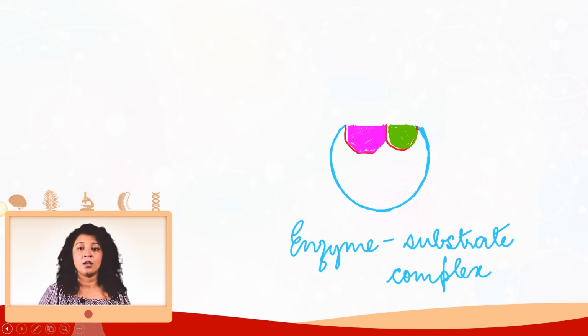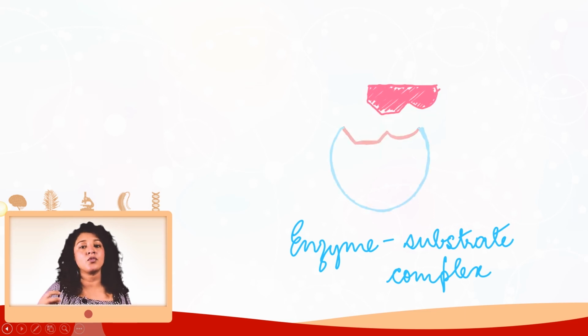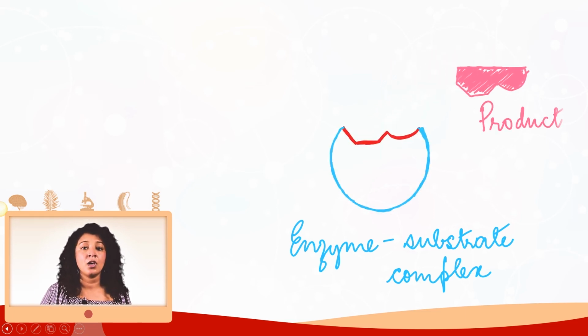The enzyme can then undergo a conformation change or a small change in its shape so that it can stabilize the transition state complex, which will then break down and release the product. So it is very important to remember that the enzyme is not used up in this interaction and it is completely regenerated. After the product is formed, the enzyme goes back to its initial conformation state.